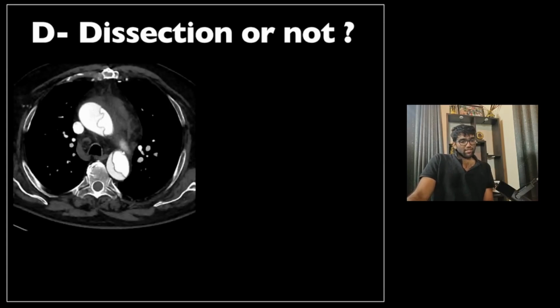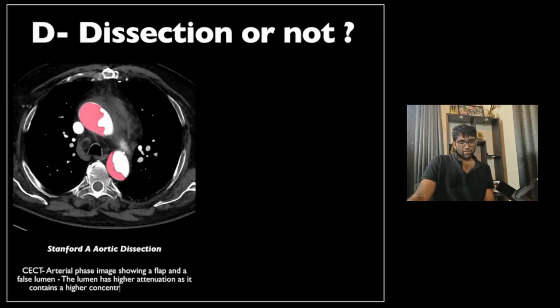Now D, is it a dissection or not a dissection? In this case, you can see I've highlighted the false lumen in red. This is a Stanford A aortic dissection, and we'll come to what that means. This is a CECT arterial phase image showing a flap and a false lumen. Now, importantly, the true lumen has higher contrast concentration and therefore is brighter, but usually is smaller because the blood, as it rushes into the restricted space within the false lumen, is at a higher pressure than in the true lumen. That is what causes the size of the true lumen also to decrease.